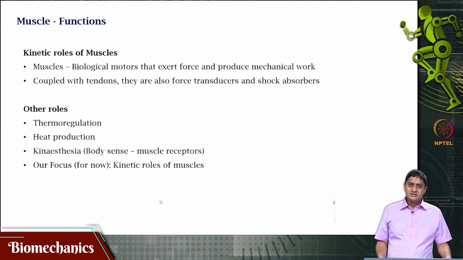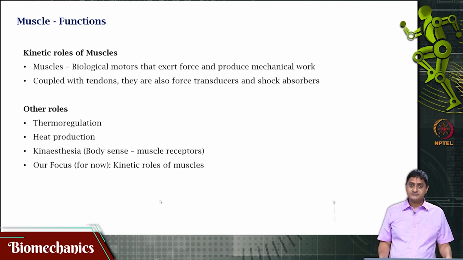In addition, muscles coupled with tendons are also very good force transducers. They measure how much force is being transmitted serially. So, they are very good force transducers. They are responsible for transmission of force, and they absorb shock, and they produce work and force. There are some other roles that our muscles are known for. Thermoregulation, or in other words, heat or regulation of heat in the body.